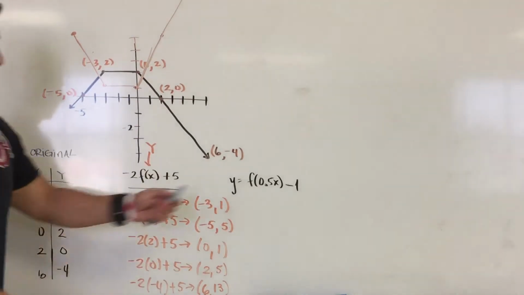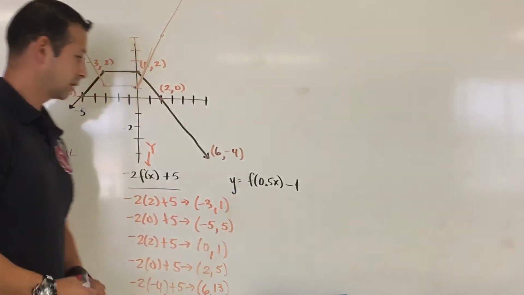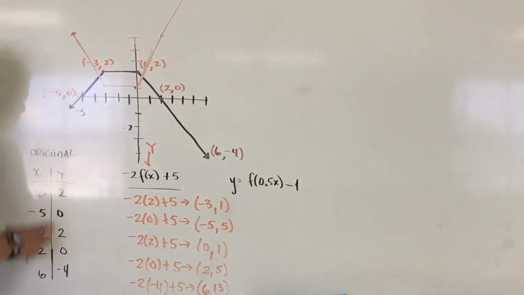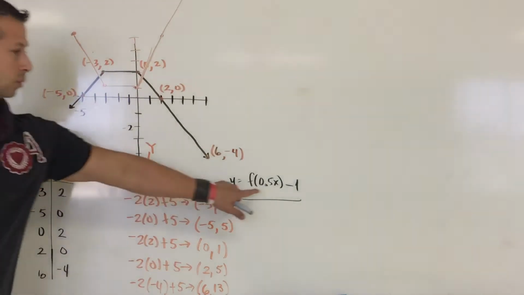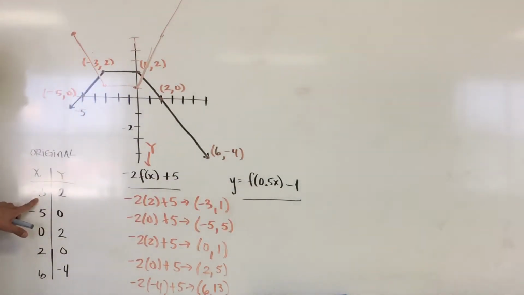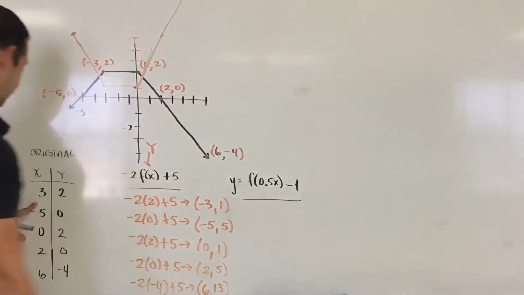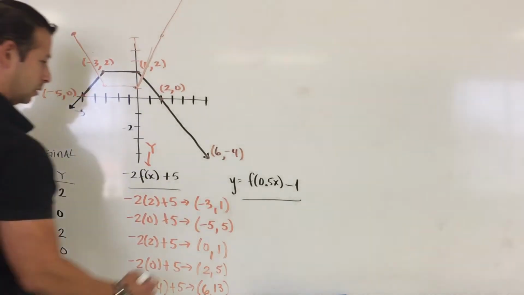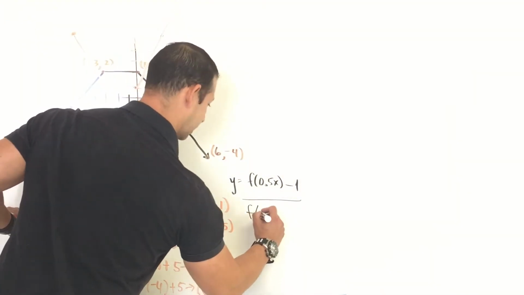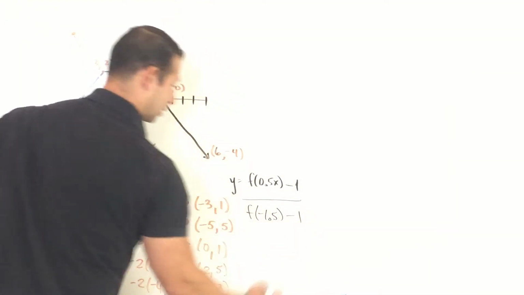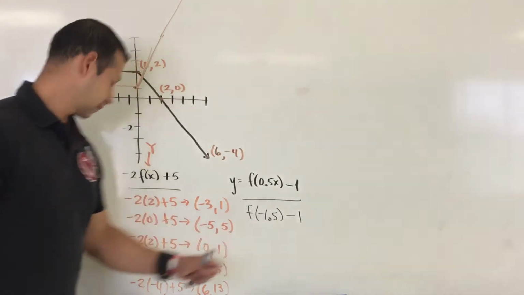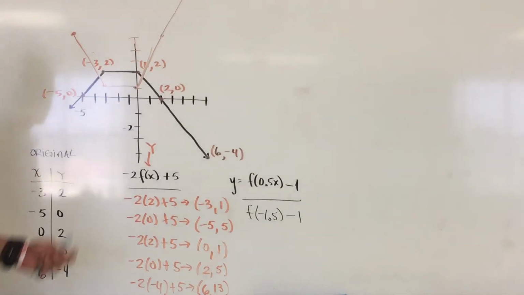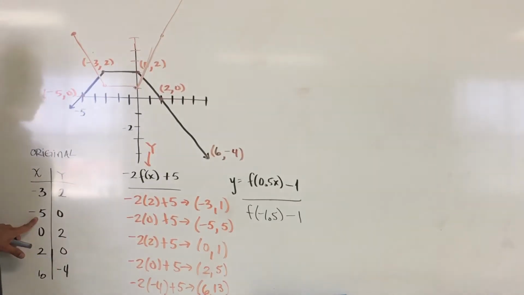Let's do f of 0.5x minus 1. Now, use your original, okay? So this one's going to be a little bit different. What's my x? -3. 0.5 times -3, well, that's -1.5, okay? What's the y value when x equals -1.5? Well, I don't have it. Skip it.